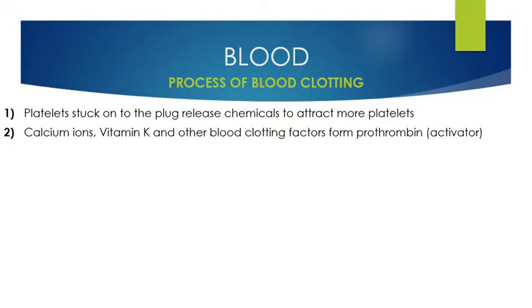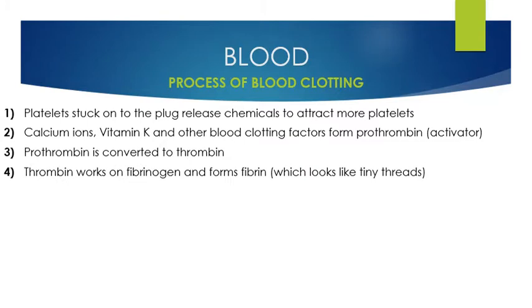Then, after they form this activator, the prothrombin is broken down or changed to thrombin. So the second step is the formation of the prothrombin activator. Then the third step is the change of prothrombin to thrombin. After prothrombin is changed to thrombin, the fourth step is that this thrombin is now used as a catalyst in the reaction of making the fibrinogen into fibrin.